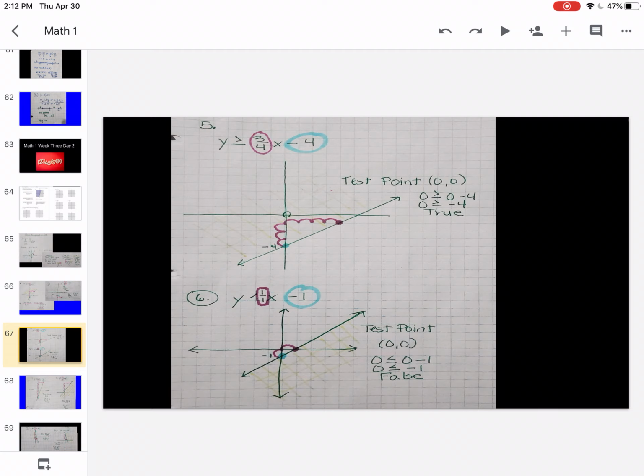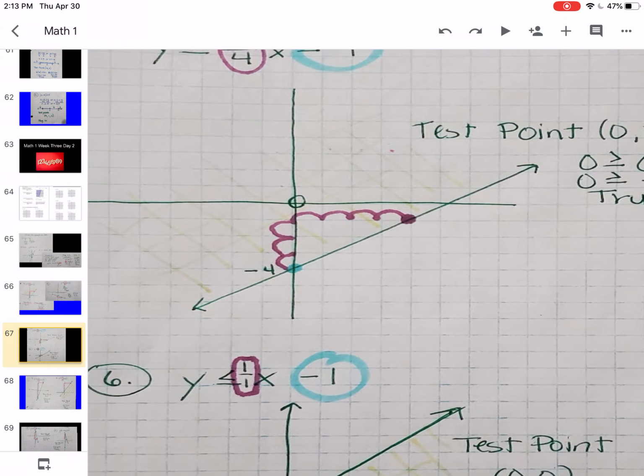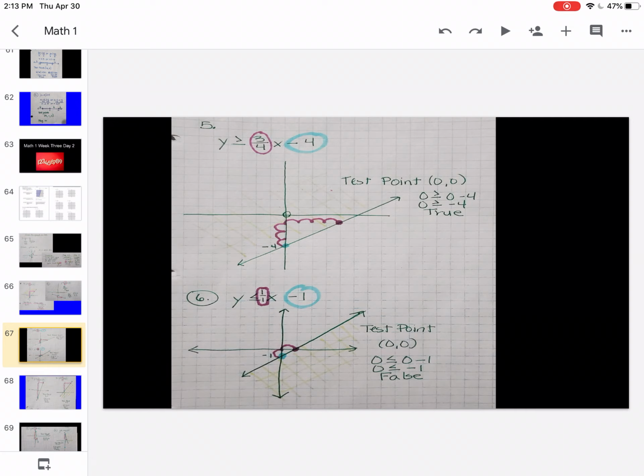This is 5 and 6. So again, you started at -4. So I circled it blue. And then you rise 3 and go over 4. Put a dot, connect your line. And then the shading, after we plugged in the 0, 0, you can see the shading is on the top of the line. And number 6, we plot our line.